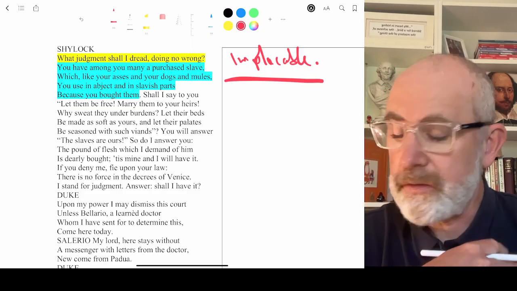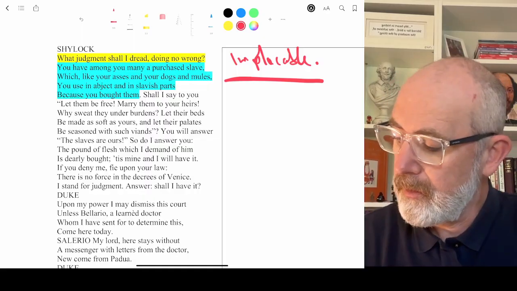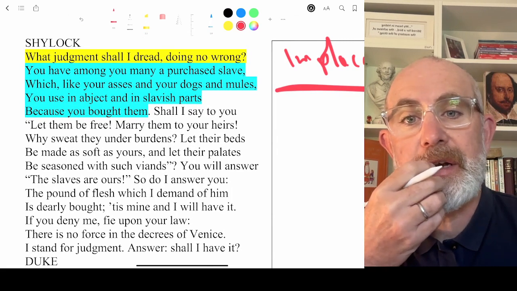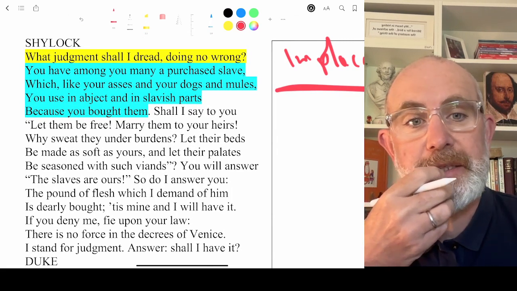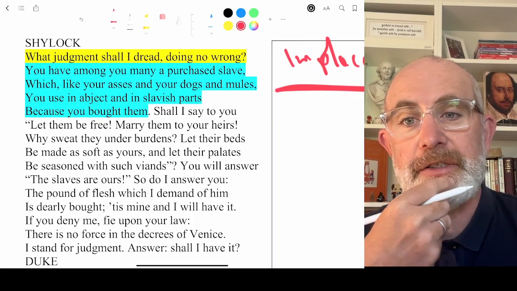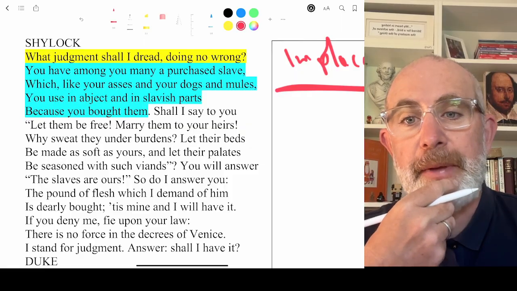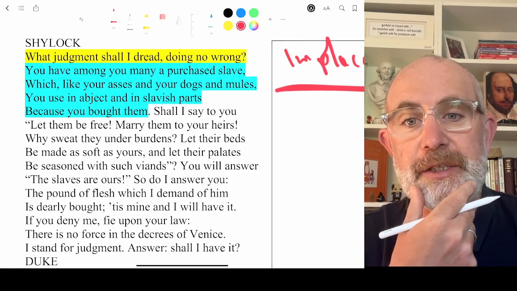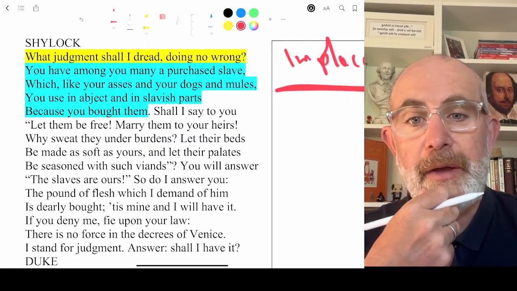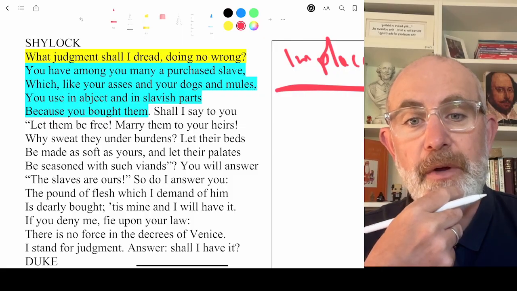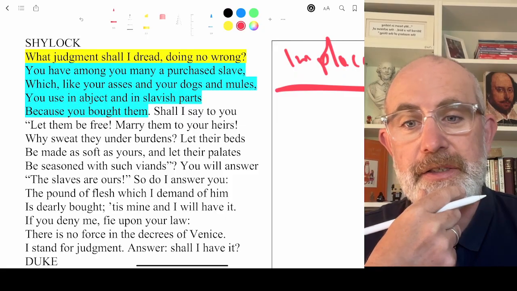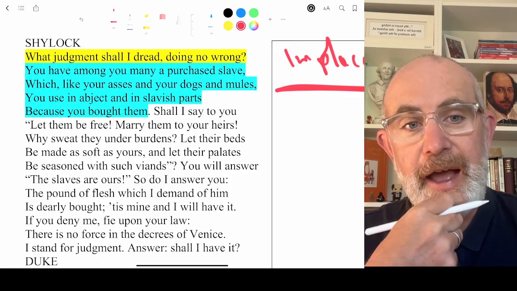He says, what judgment shall I dread doing no wrong? You have among you many a purchased slave, which like your asses and your dogs and mules, you use in abject and in slavish parts because you bought them. Shall I say to you, let them be free, marry them to your heirs? Why sweat they under burdens? Let their beds be made as soft as yours, and let their palates be seasoned with such viands. You will answer, the slaves are ours. So do I answer you. The pound of flesh which I demand of him is dearly bought. 'Tis mine, and I will have it. If you deny me, fie upon your law. There is no force in the decree of Venice. I stand for judgment. Answer, shall I have it?